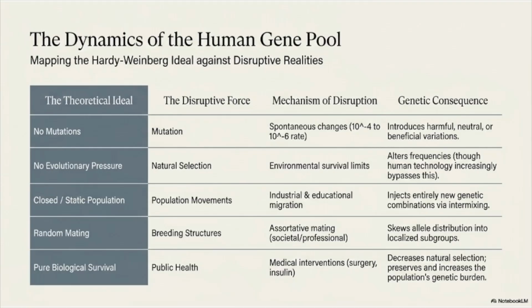Where the ideal assumes a closed static population, population movements through industrial and educational migration inject entirely new genetic combinations through intermixing. Where the ideal assumes random mating, breeding structures through assortative mating skew allele distribution into localized subgroups. And where the ideal assumes pure biological survival, public health measures through medical interventions like surgery and insulin decrease natural selection, preserving and increasing the population's genetic burden.